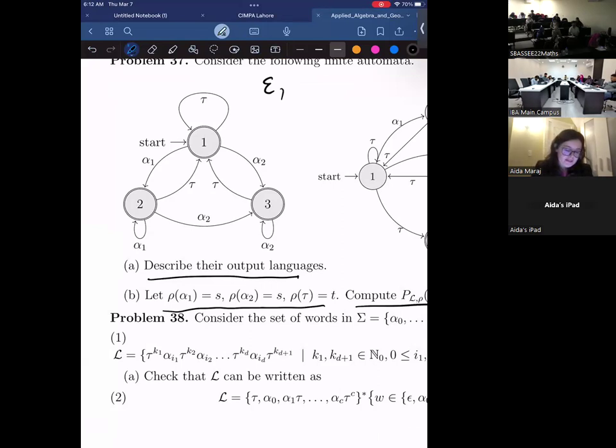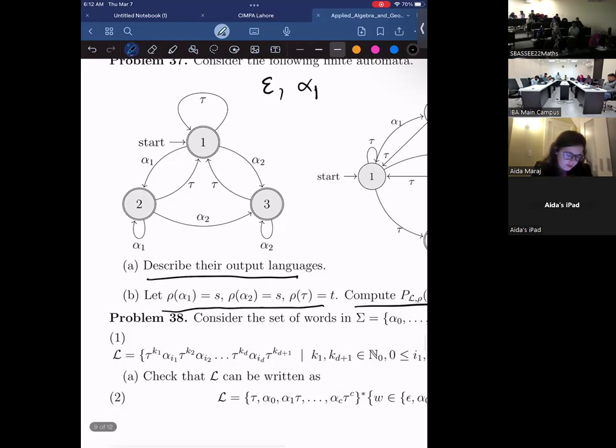Alpha 1 to the n, for example. The power of n. Yes, alpha 1 to the n, because you go here and you read alpha 1 again and again and again.